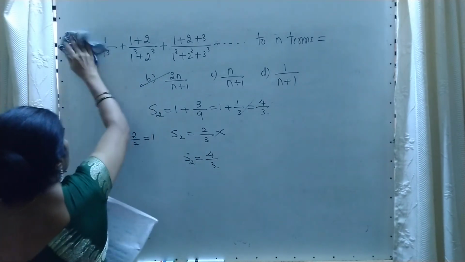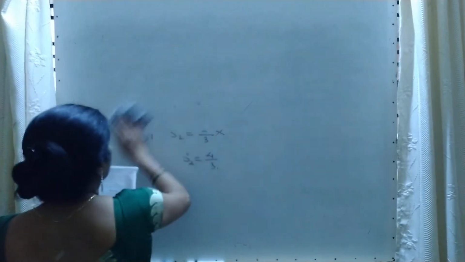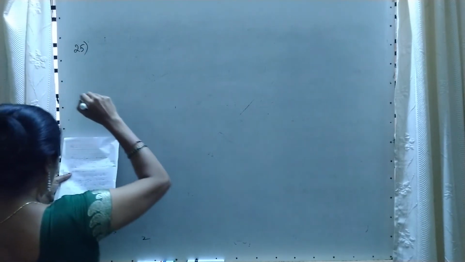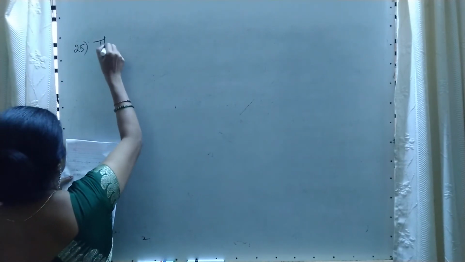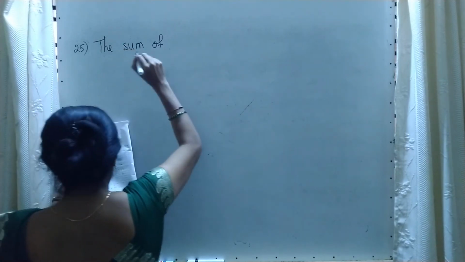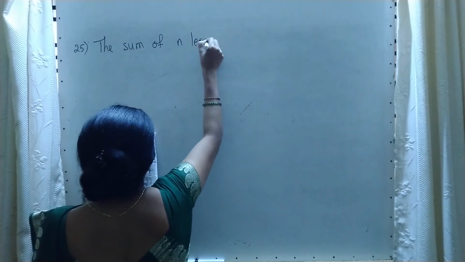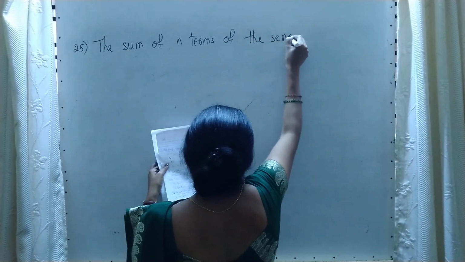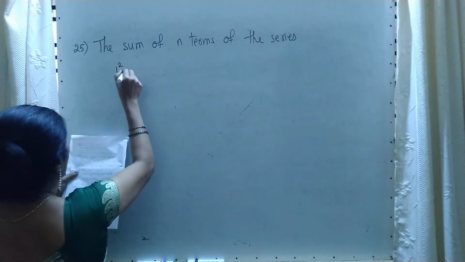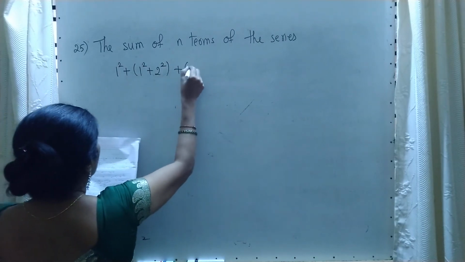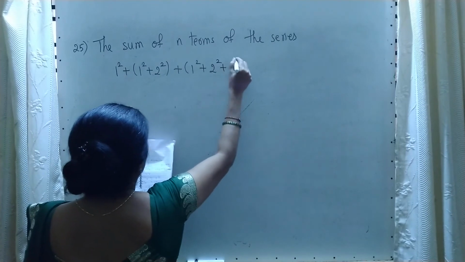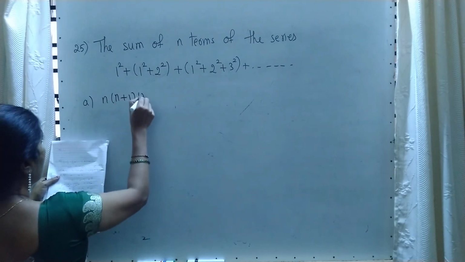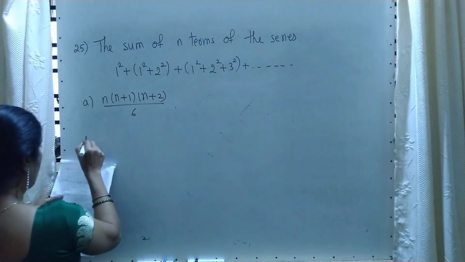Moving to the next question, question number 25. The sum of n terms of the series 1 square plus 2 square... first option n into n plus 1 into n plus 2 divided by 6. Second one.